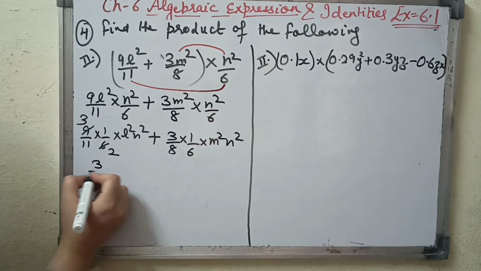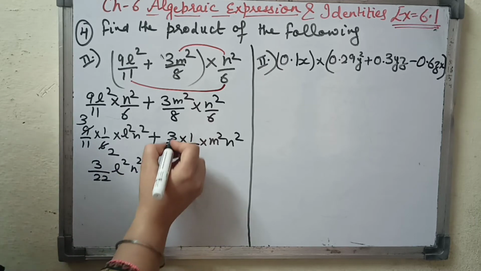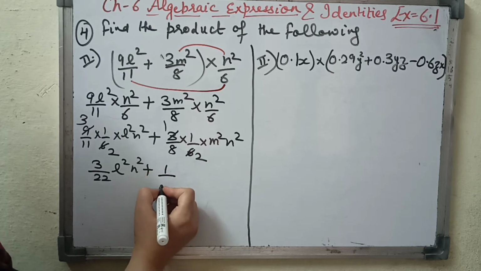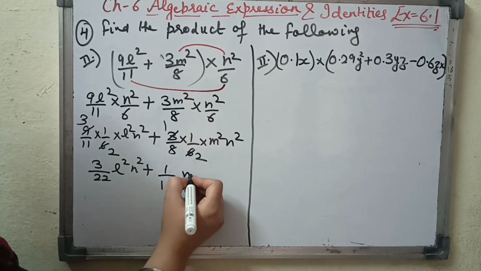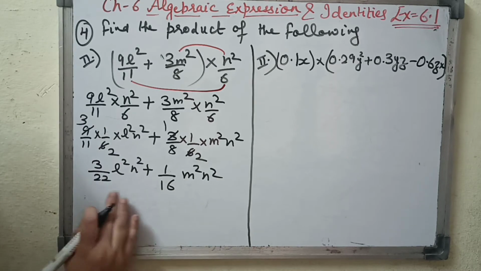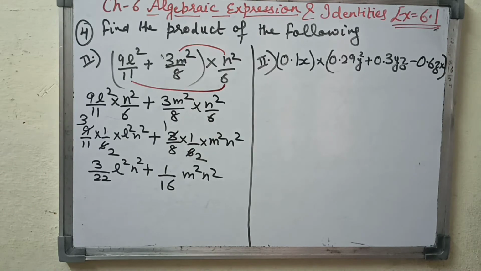It becomes 3, 11 2s are 22, l square n square. Again do the cutting. 3 1s are 3, 2s are 16, m square n square. Now these are unlike terms, so we cannot simplify it further and this is the required answer.